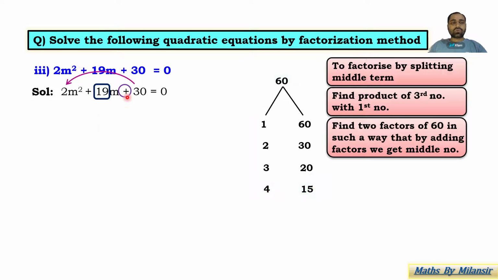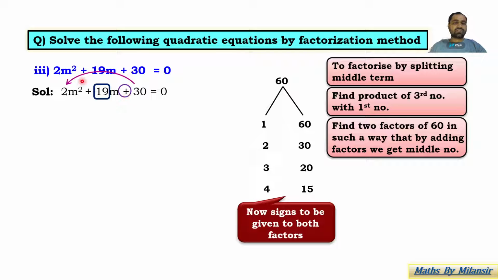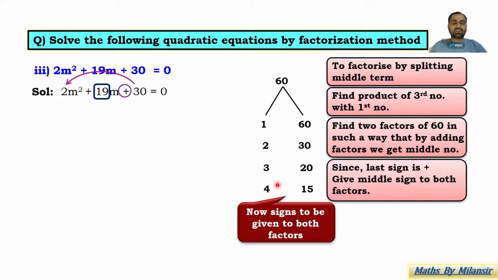But here we have to observe the sign of the middle term. Here the middle term is plus, therefore both the factors are plus. If the middle term is minus, then both the factors are minus. So here, the sign of the last term is plus, and give the middle term sign to both factors. So here the middle term is plus, therefore both the factors are plus.